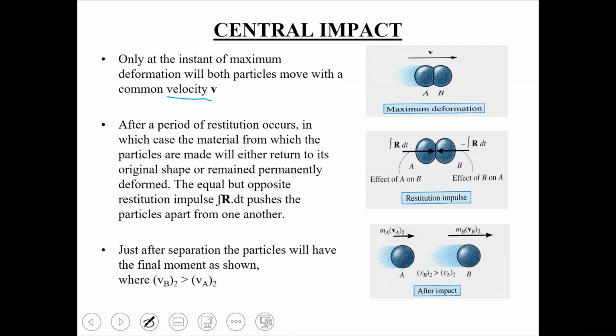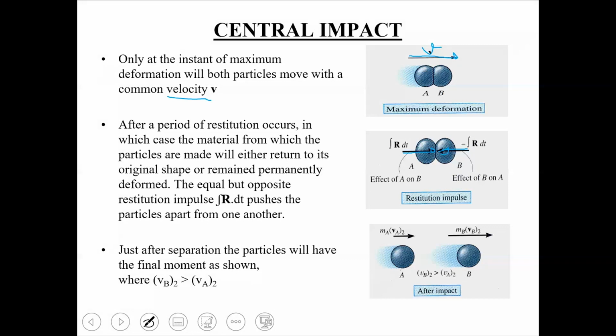अब होगा क्या कि एक स्टेज ऐसा आएगा जिस पे ये पार्टिकल्स मैक्सिमम डिफॉर्म हो चुके होंगे. उस स्टेज पे आपका ये पूरा सिस्टम जो है वो एक कॉमन वेलोसिटी से सिर्फ थोड़े टाइम इंटरवल डेल्टा टी अप्रोचेस टू जीरो के लिए मूव करेगा. Then the restitution phase will occur in which each and every particle would exert an equal and opposite restitution impulse on the other particle. As a result of this restitution impulse, both these particles are going to separate.